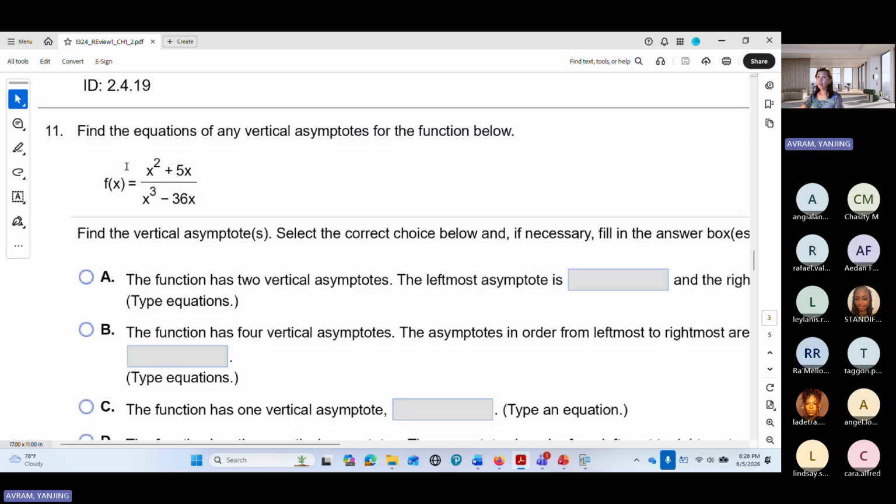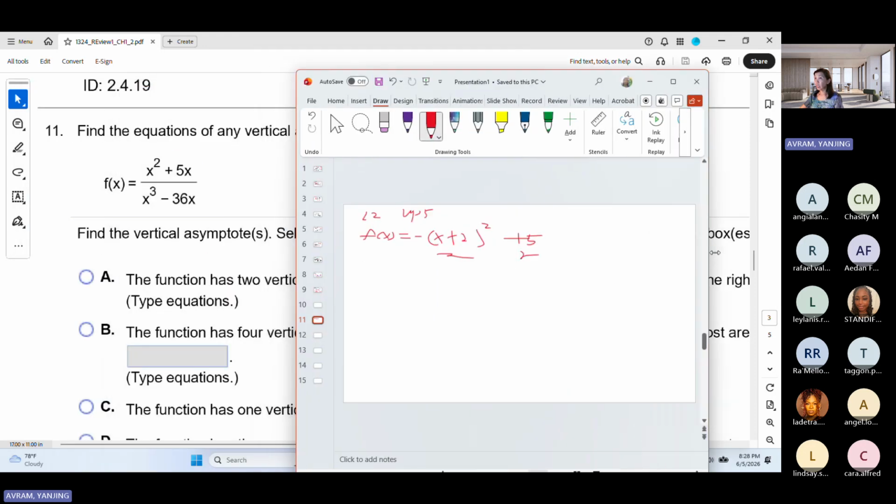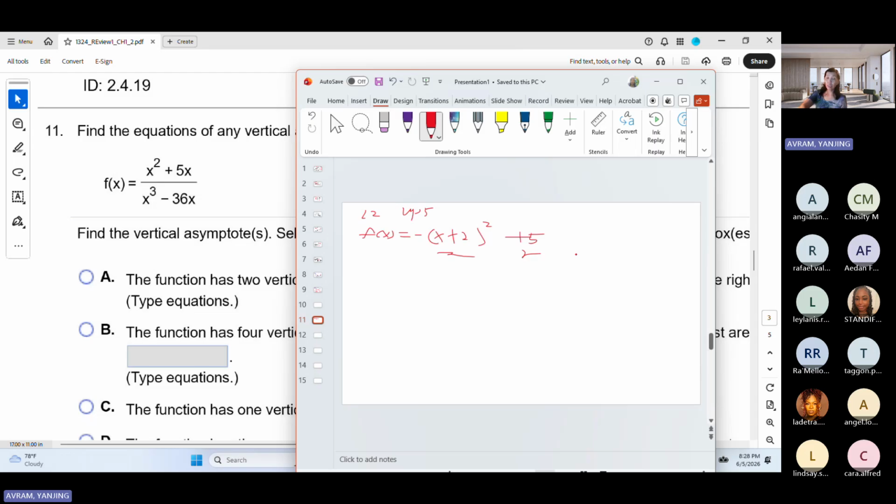Okay, number 11, find the equation of any vertical asymptote for the function. So what is a vertical asymptote? A vertical asymptote is where the graph cannot pass. Okay, so this one we have to do a little bit of factoring. That's why in the homework assignment you have a little section called factoring, because you need factoring in order to do this one right here, right? So how do I factor this one?